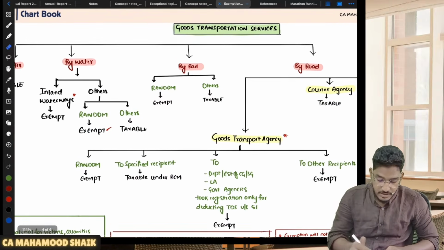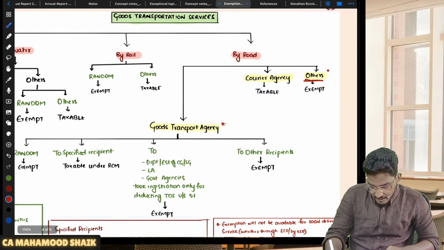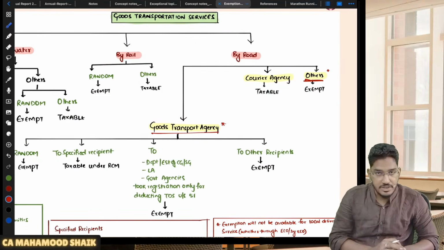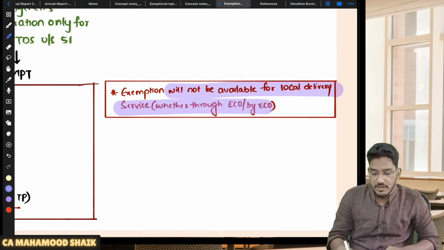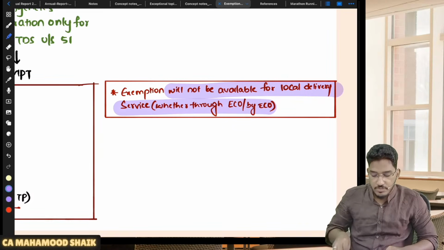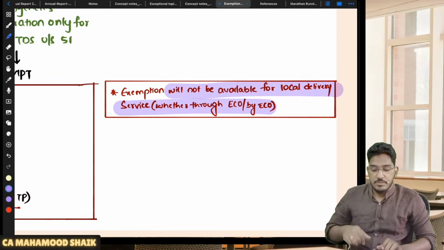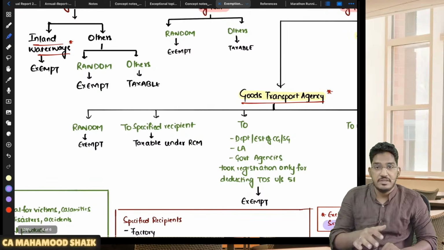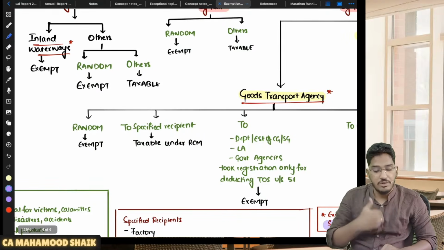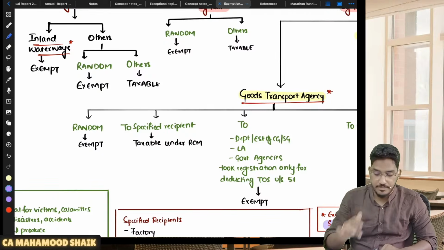Where can you find the star mark? You can find it at inland waterways, at others, and at GTA. For all three star marks, I have given one comment. What is that comment? Exemption will not be available for local delivery services when provided through an e-commerce operator or by an e-commerce operator. If goods transportation services are provided through inland waterways, but those are local delivery services provided by or through an e-commerce operator, then the exemption will not apply. Those services will become taxable.